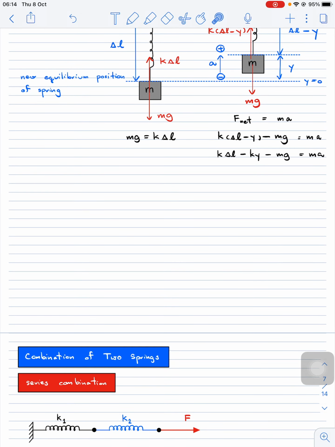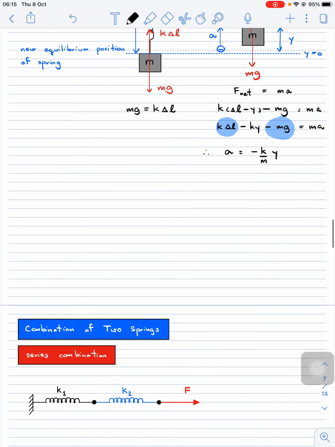But now you can see that mg is equal to k times delta L. We have k delta L here and mg here, so k delta L minus mg must be equal to 0. And then finally we have that the acceleration equals negative k over m times y, which is in the form of what?